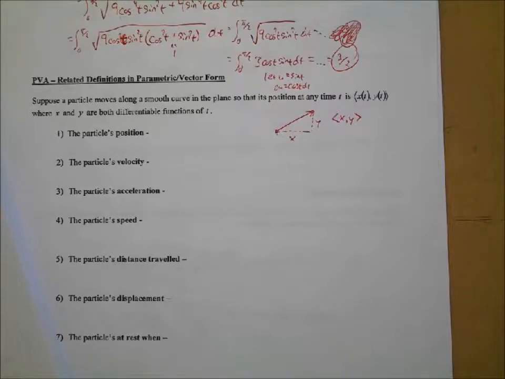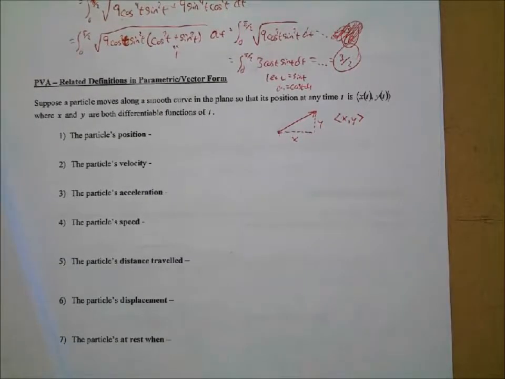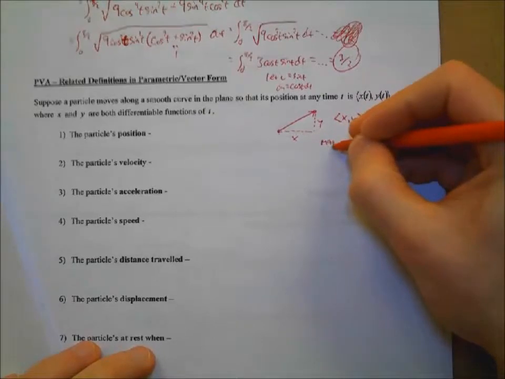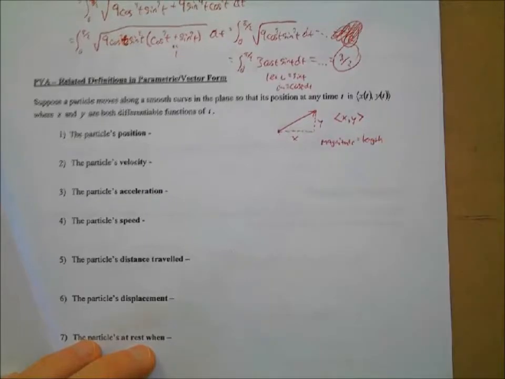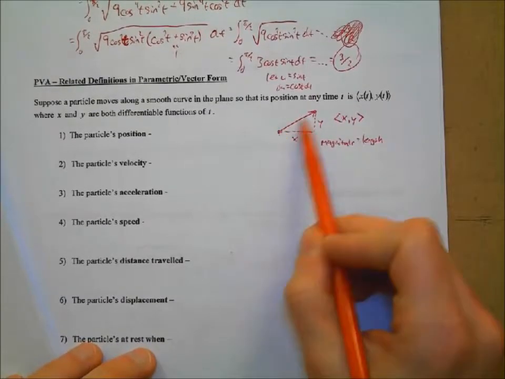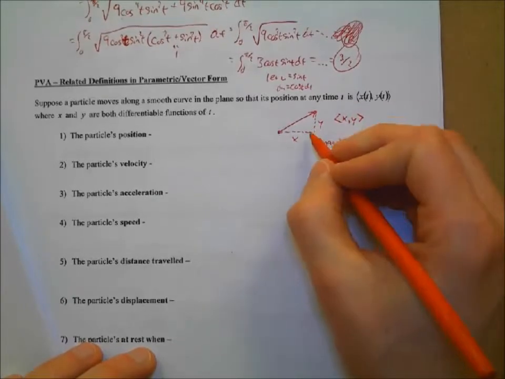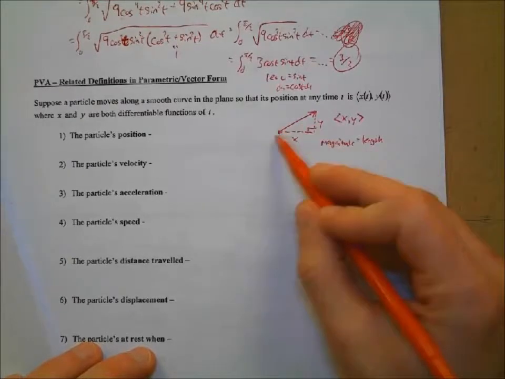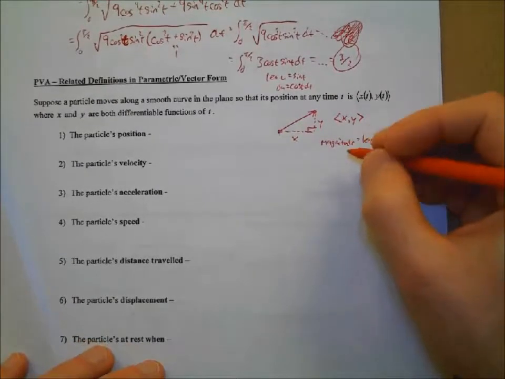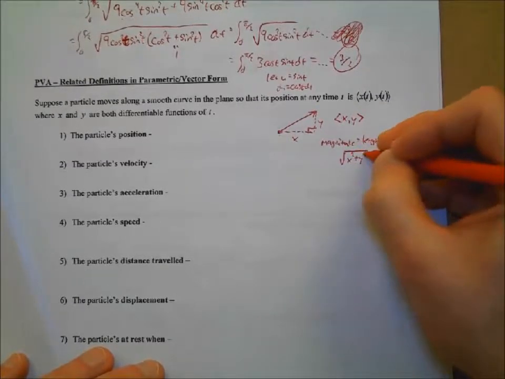So the vector has a direction, but it also has a length, a magnitude, which is equal to the length of the vector. Well, how would we find this length? What kind of shape have we created here? It's a right triangle, and this is the hypotenuse of that right triangle. So the length is just going to be the square root of x squared plus y squared.